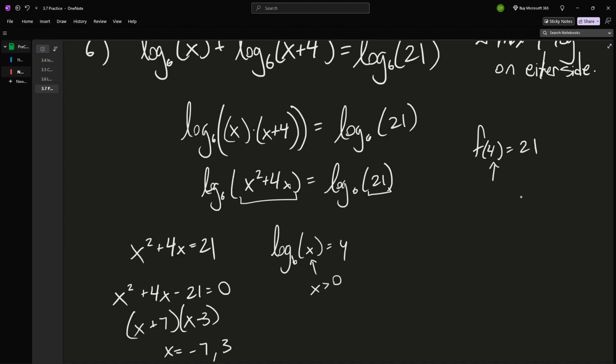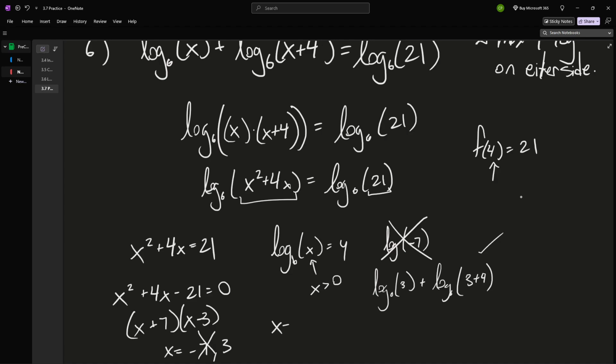So therefore, I have to check by plugging it back in. If I plug in negative 7, I use my original, the first line. I don't care about the second line. I care about the first line. If we do log of negative 7, I see immediately the red flag. This does not work, so negative 7 does not work. If I plug in 3, I do log base 6 of 3 plus log base 6 of 3 plus 4. And it does work. There's no negatives. So x equals 3, and we're happy with it.